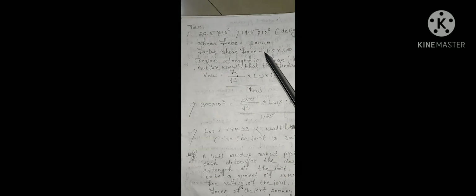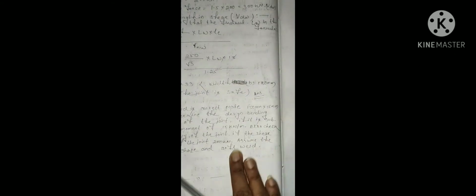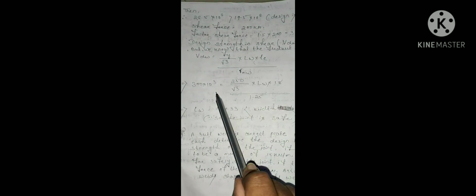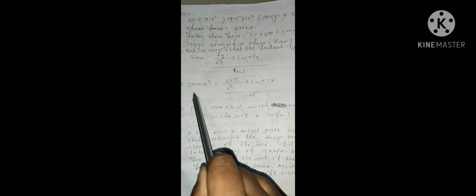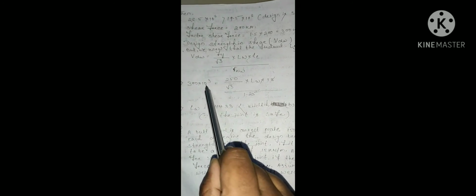The shear force is given as 200 kilonewton. The factored shear force is 1.5 into 200, so the value is 300 kilonewton. Now we find the design strength in shear, which must be at least the factored shear force. Find Lw, the length of the weld. VDW is 300 kilonewton, converted to Newton, 300 into 10 to the power 3.